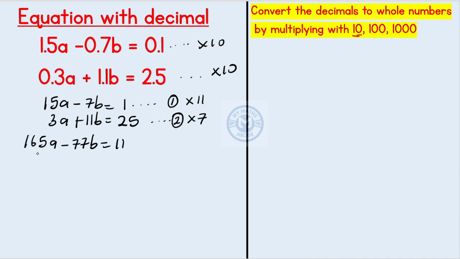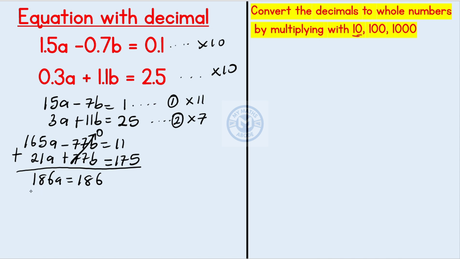And this one will give me 21a plus 77b, which is equal to 175. So because b has negative positive, I'll be eliminating with a positive sign. So 165a plus 21a will give me 186a. This one is already eliminated. It is equal to 11 plus 176, which will also give me 186.